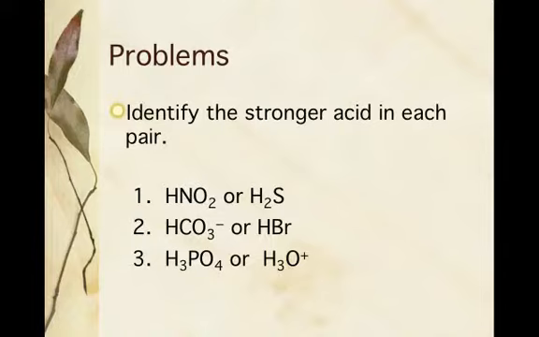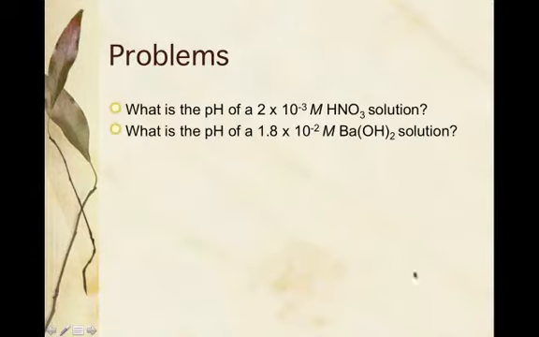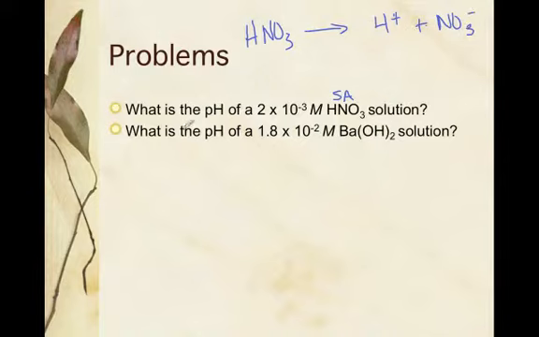Okay, now we need to find the pH. So let's go through several examples of this because it's asking for the pH of a 2 times 10 to the negative third molar nitric acid solution. So nitric acid, this is a strong acid, correct? So if I have nitric acid, what happens in solution? So we have H plus and NO3 minus. And if I have 2 times 10 to the negative third molar, what's my concentration of hydrogen?